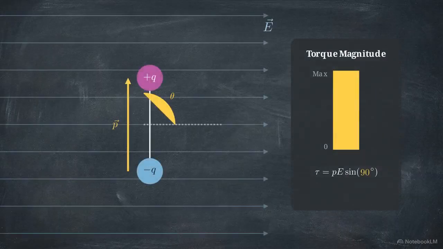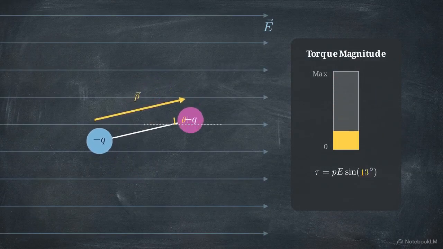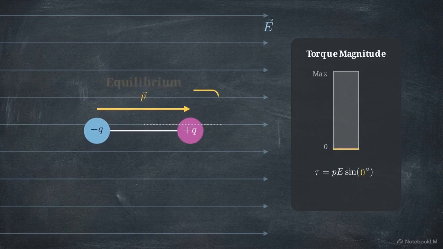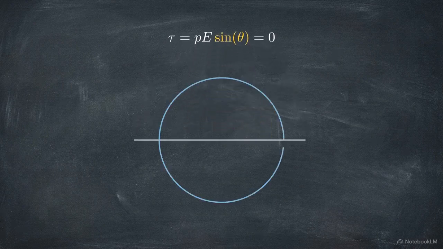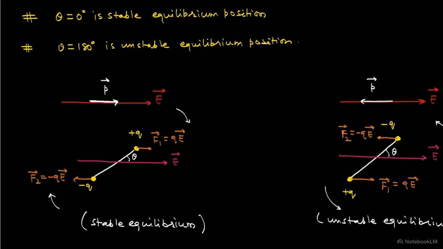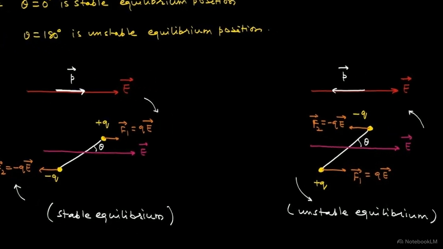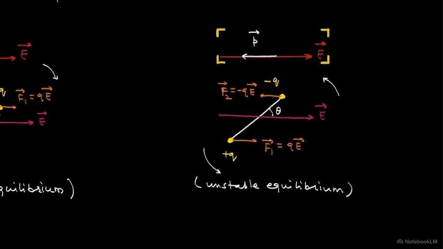Mechanical equilibrium occurs at the specific orientations where the magnitude of the torque drops to 0. Solving the scalar equation for a torque of 0 requires identifying the angles where the sine of theta is 0. This occurs at two distinct solutions, 0 degrees and 180 degrees. At 0 degrees, the dipole moment aligns perfectly with the direction of the electric field. At 180 degrees, the dipole moment is anti-aligned, pointing directly opposite to the field.